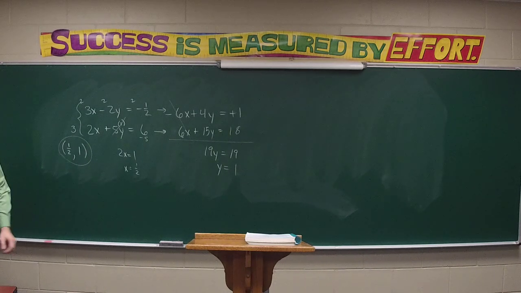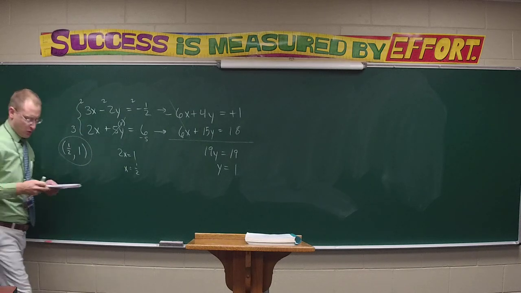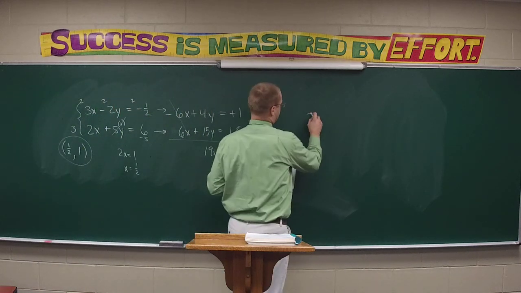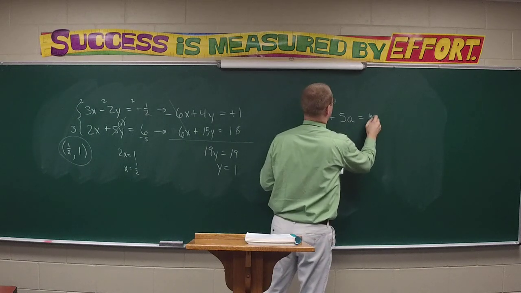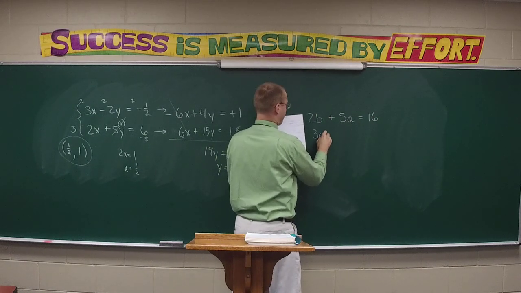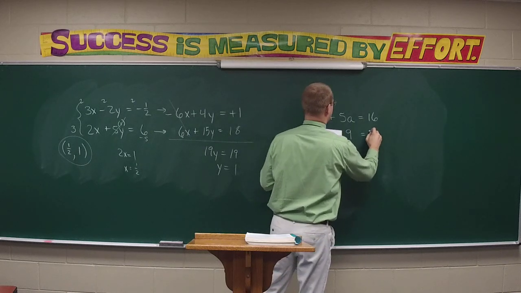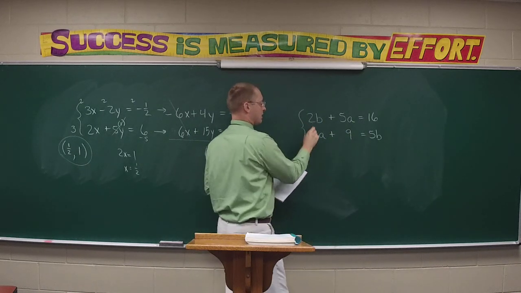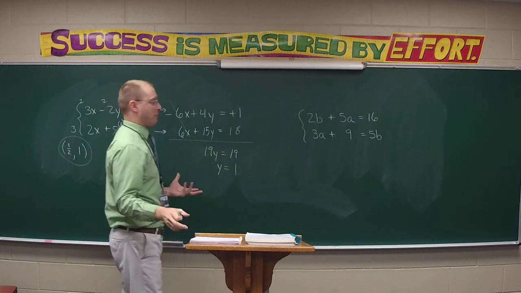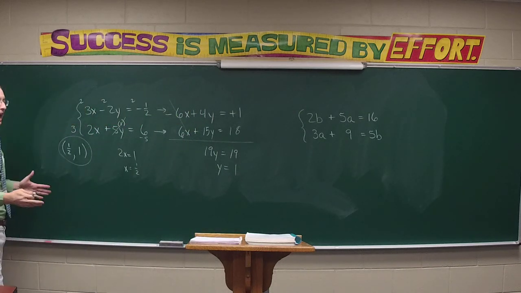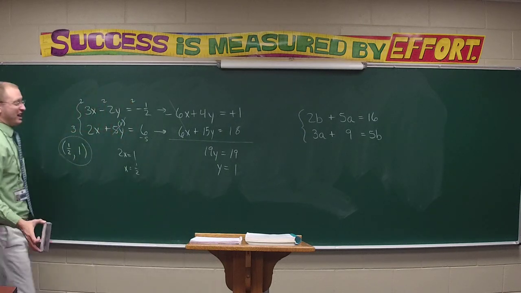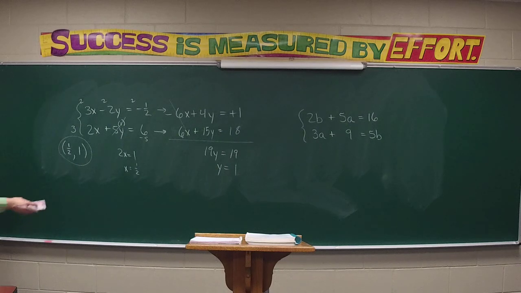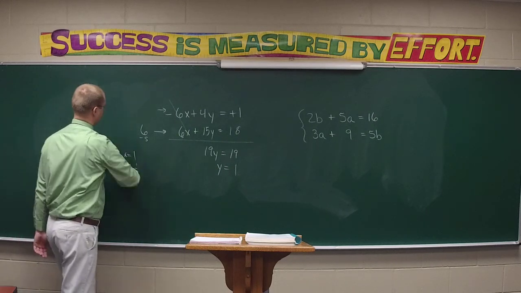All right, let's do another one. Now, x and y are the most commonly used letters, but you realize you could use other letters as well. For instance, writing this down, 2b plus 5a equals 16, and 3a plus 9 equals 5b. The key here is you would want to use alphabetical order. So instead of x, y, think a, b. We're going to solve it much the same way. Though this time, what are you going to have to do to start out, class? Line them up. Line up those like terms.